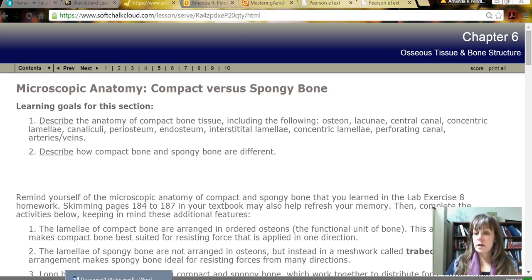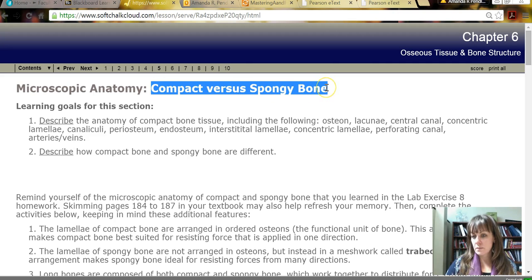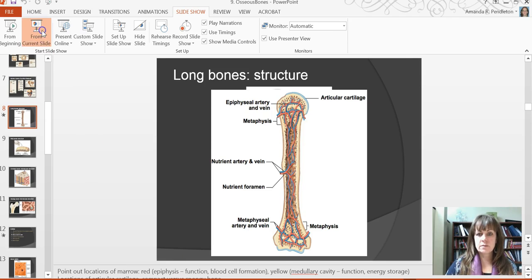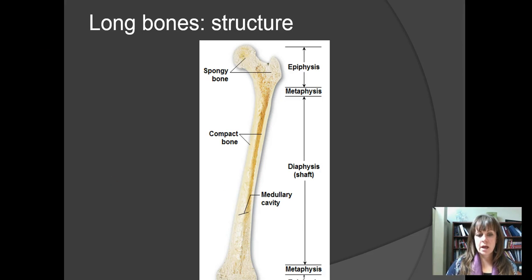Okay, so now we're going to talk about the microscopic structure of bone, and specifically we're going to go into compact bone versus spongy bone. So I'd like to go to a PowerPoint image here, and when we're talking about the compact bone, which we're going to talk about first, we're going to take a chunk right out of here, or I believe it's actually on the other side, so right out of this portion here.